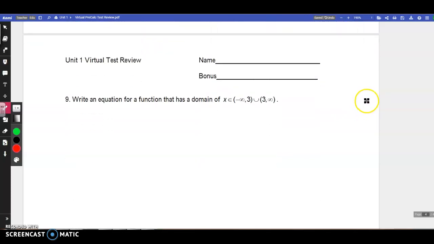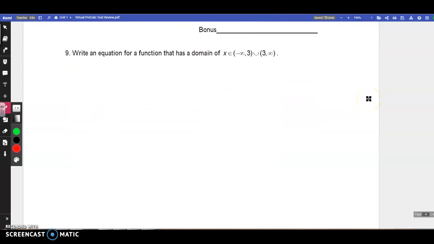All right, and then last one on the last page says write an equation for a function that has a domain of negative infinity to 3 and 3 to infinity. So now you are writing a function that has this as a domain. All right. Well, what is this domain saying? This domain is saying every value that you plug in is going to work, but not 3. So how can I come up with an equation where everything works except one number?